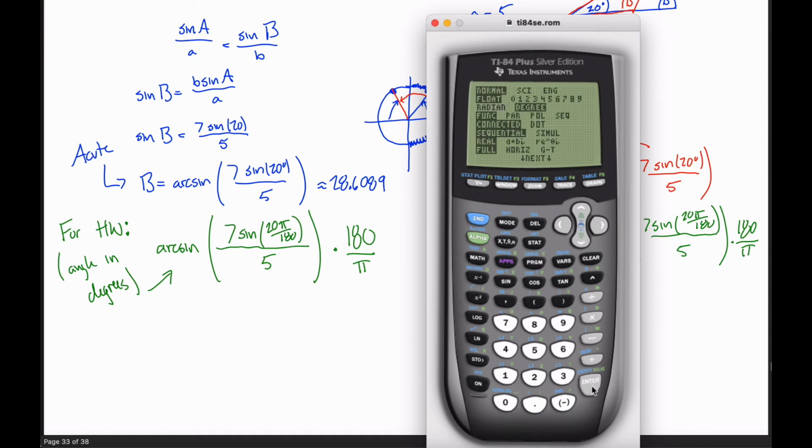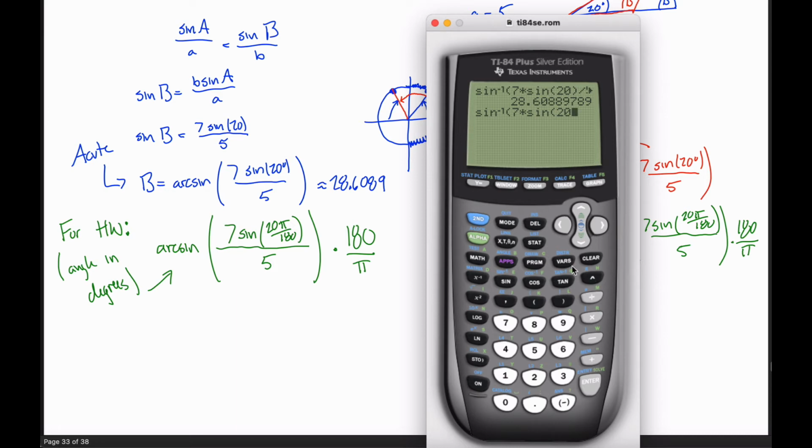Sure. If you don't want your calculator in degrees, or you don't know how to turn it into degrees or something, and you're stuck in radians, that's totally fine. You could still use a calculator. It's just now you have to type your answer in like what you see in green here. So I'm again going to take the arcsine of something. That something is 7 times the sine of something, except now it's not the sine of 20 degrees. It's the sine of 20 pi over 180.